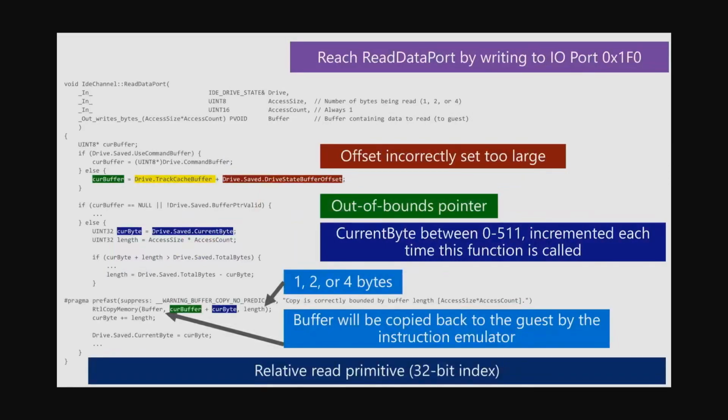Now there's a corresponding function here. It's called read data port. It pretty much does the opposite thing. It uses those same 3 variables to compute a pointer, but instead of writing to that pointer, it reads from the pointer. And it copies that data into a buffer, which will eventually be returned to the guest. So this gives me a relative read primitive with a controlled, unsigned 32-bit offset.